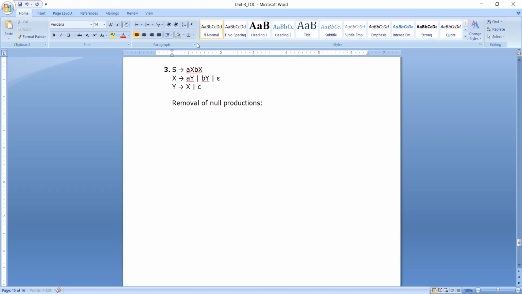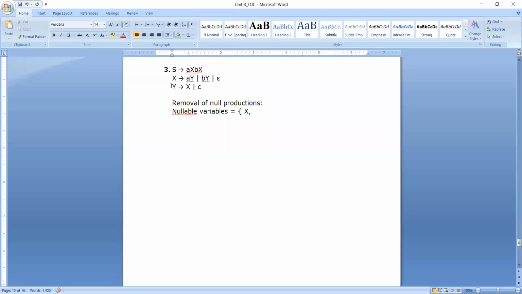Now please check. For that, we need to identify what are the nullable variables. Now add it to the list or set. You can see here. So what are the direct nullable variables? We have X because there is a production called X derives to epsilon. Now please check any other indirect productions are there which will derive epsilon over here.